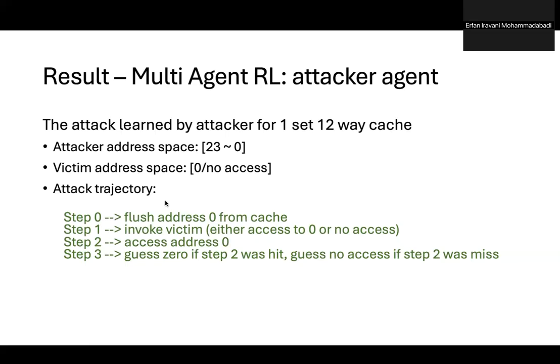The attacker first flushes address 0 from the cache and then waits for the victim to make an access. After that, the attacker will access address 0 again and measure the timing. Based on the timing, the attacker will be able to guess the secret.